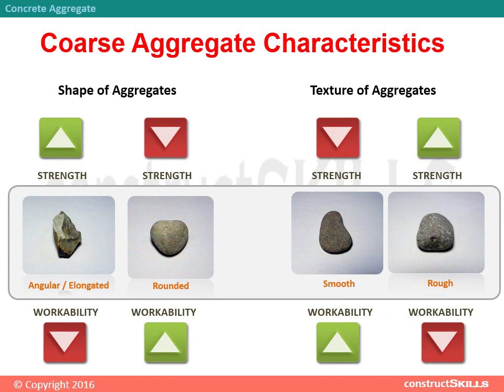Coarse aggregate characteristics. Angular, elongated and rough aggregates will give high strength but low workability. Rounded and smooth aggregates give less strength but high workability.